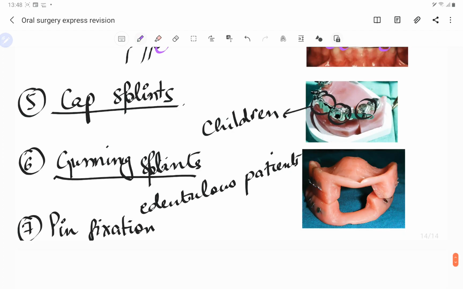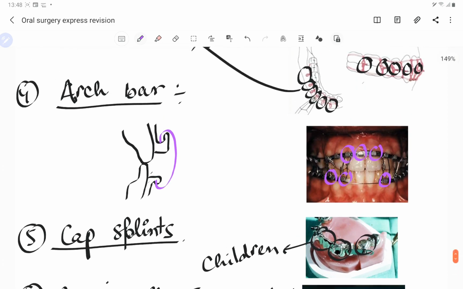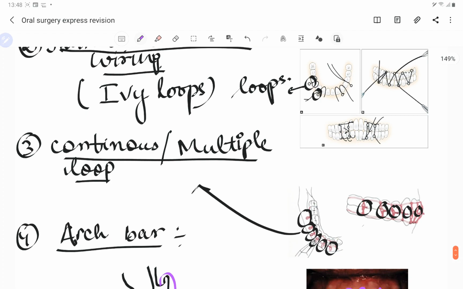And guys, if you want to watch the demonstration of all these wirings, interdental wiring, all these wiring, you can watch the video of intermaxillary fixation with the interdental wiring, which is there in the oral surgery lecture series, which you will find in the playlist of our channel. So guys, this finishes the open and closed reduction and intermaxillary fixation. In the next video lecture we will be talking about internal fixation. All the principles of internal fixation we will be covering in the next video lecture.